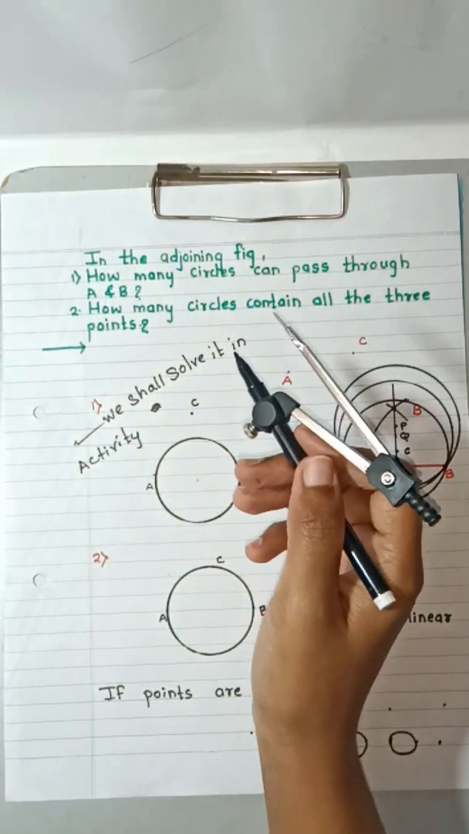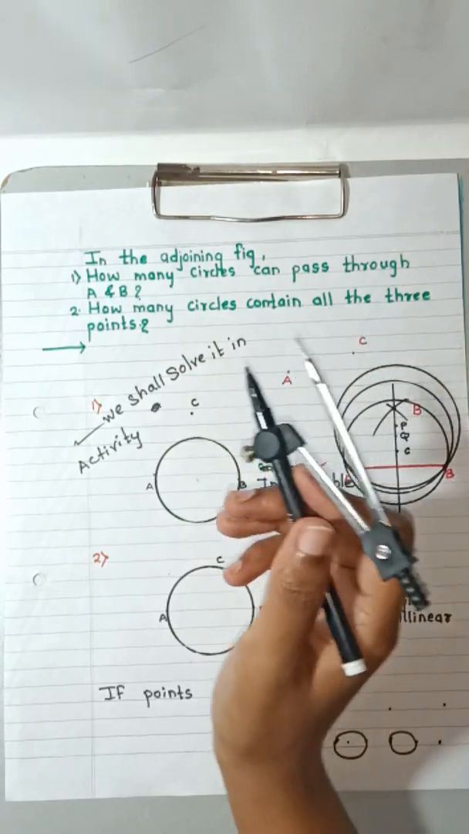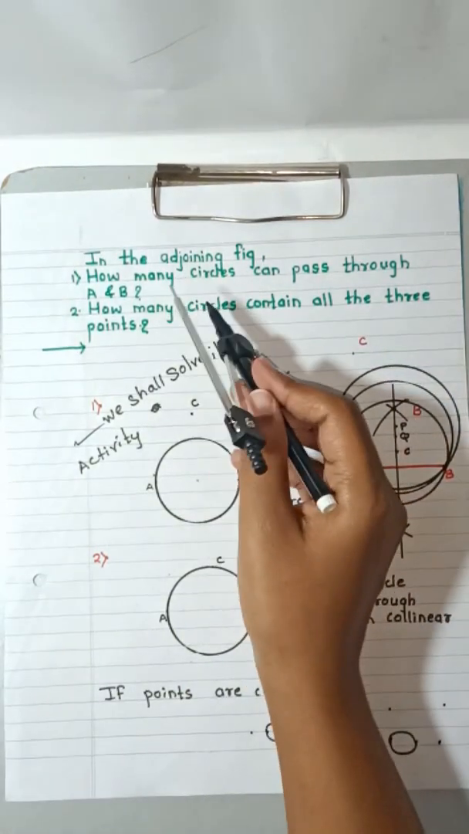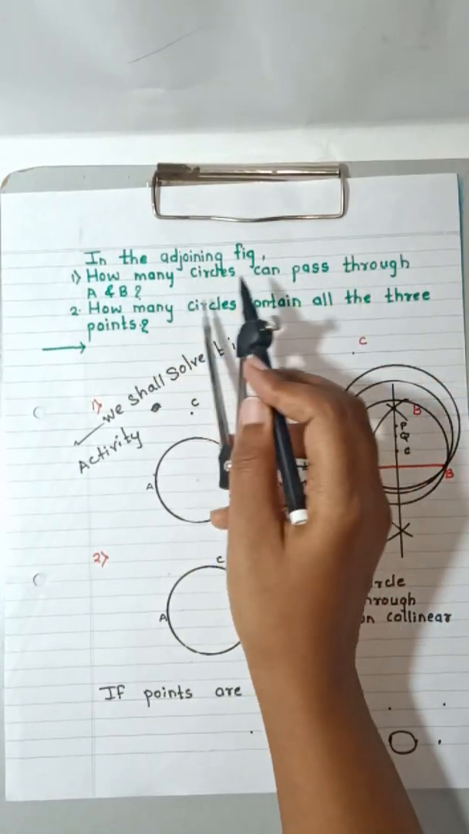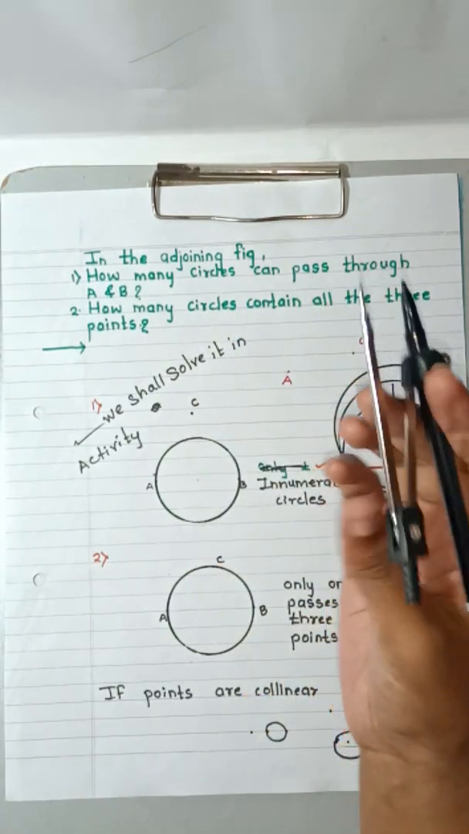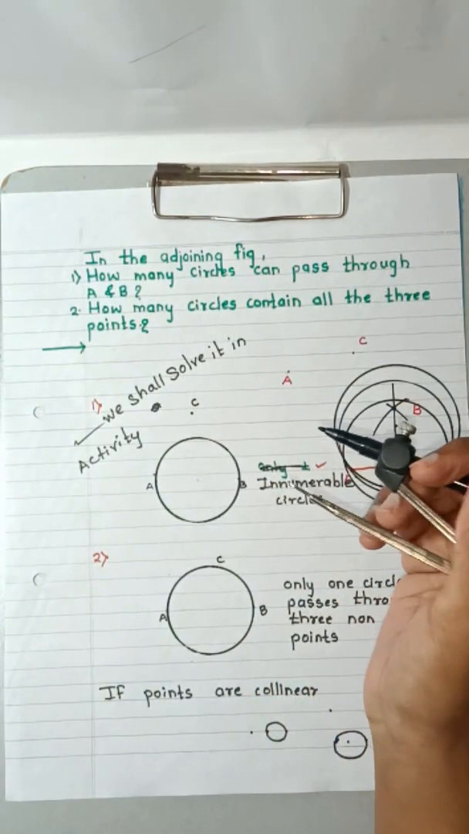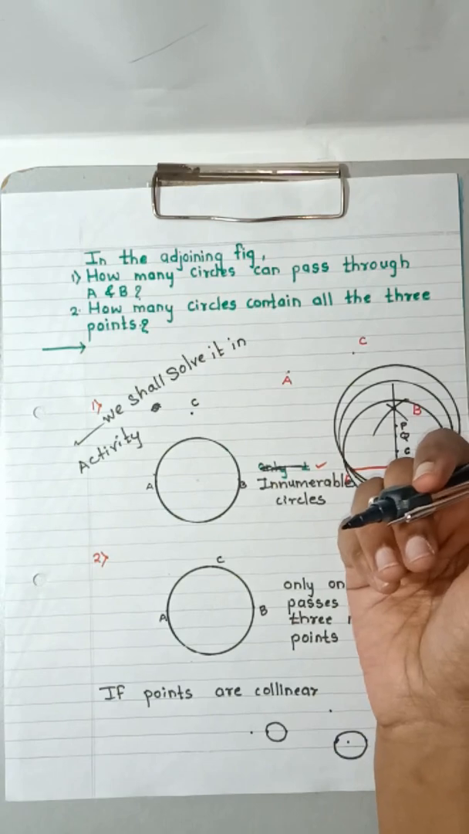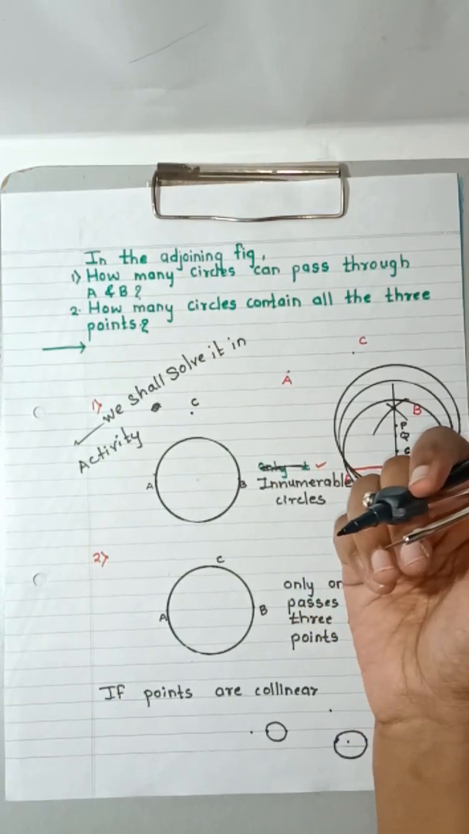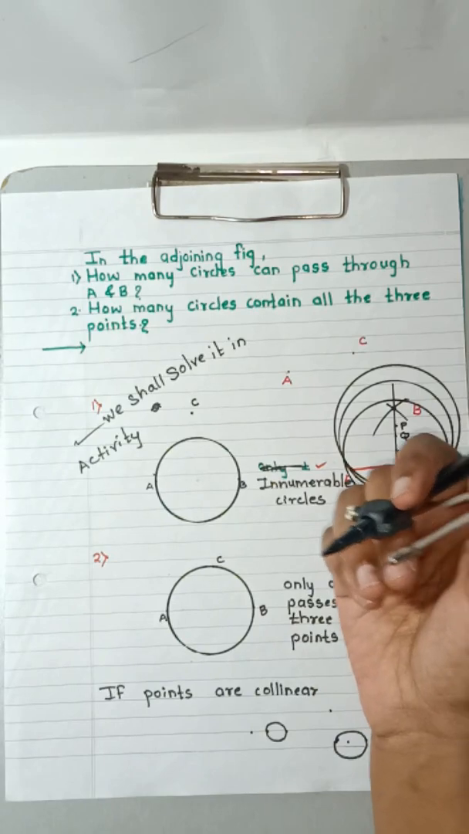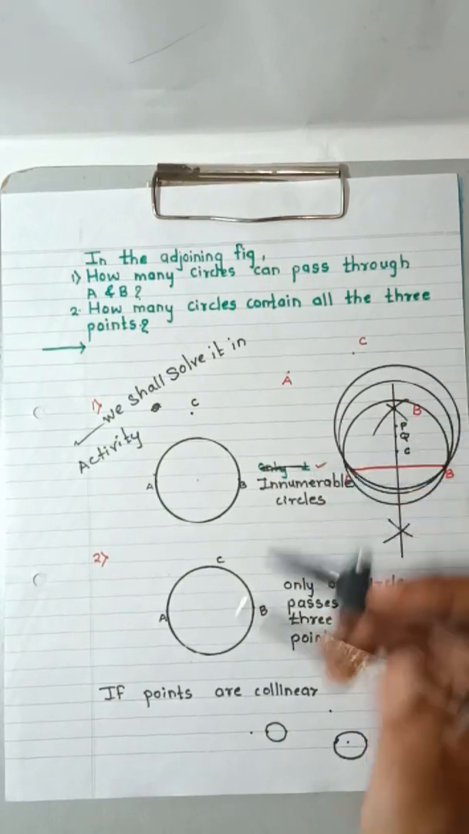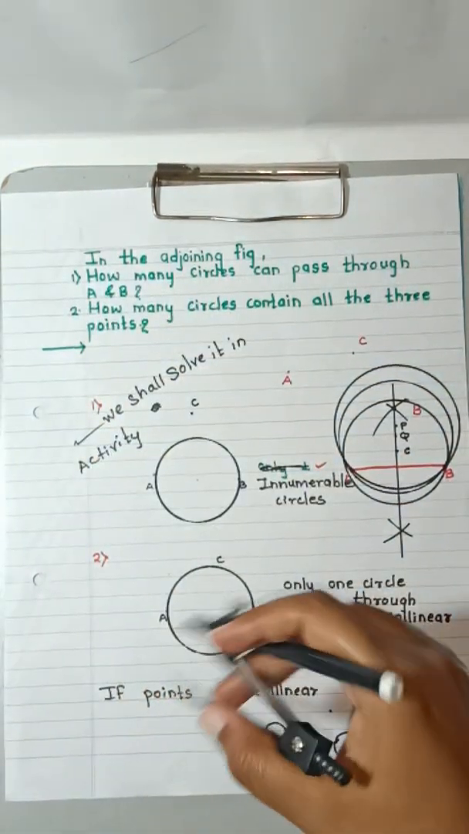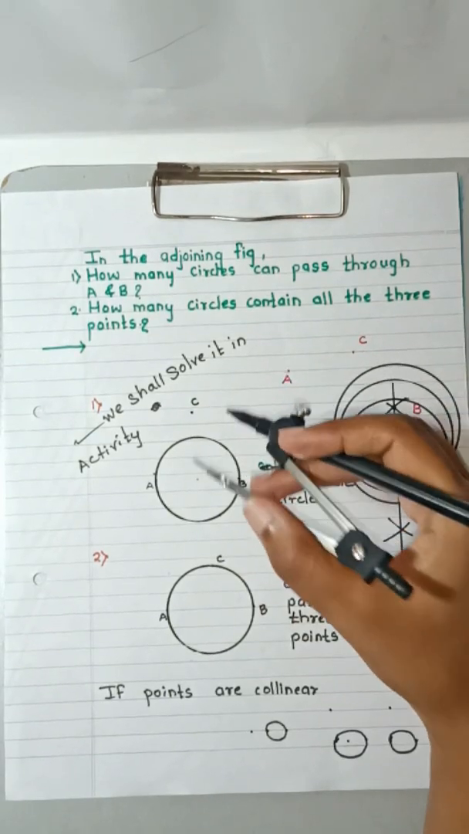In the next session we are going to study the 3 activities they have given. The first activity is based on the first question, that is, how many circles can pass through 2 points. The next one is based on a triangle, or on the angle bisector, showing how you can draw a circle passing through 3 non-collinear points. After that, the same activity is given in detail for when the points are collinear.